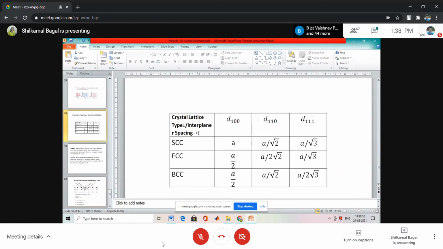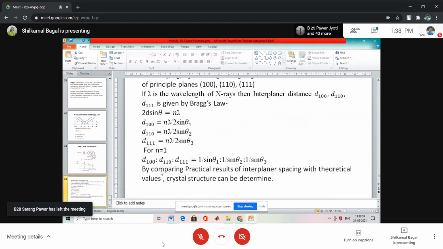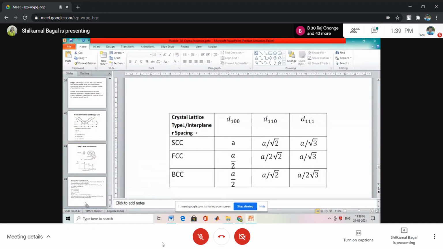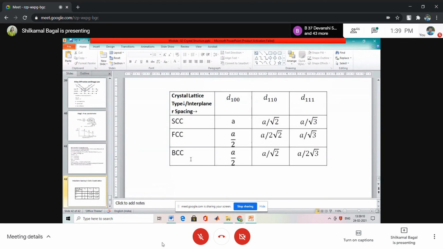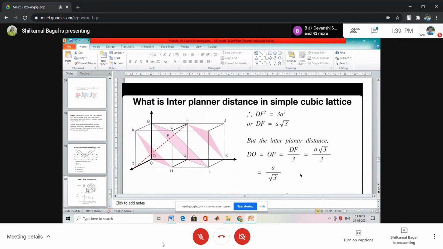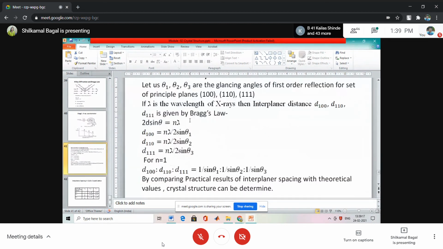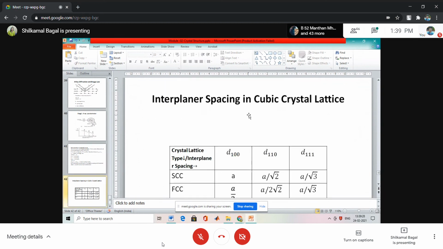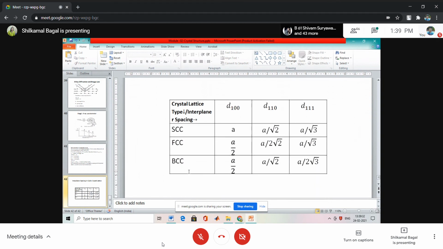ये टेबल आपको ऐड करना है वहां, समझे क्या? ये टेबल आपको ऐड करना है wherein the determination of crystal structure. एक मिनट, इसको मैं यहाँ लेके आती हूँ. ये देखो, after this a theoretical explanation of determination of crystal structure, sorry, practical explanation, you should write this theoretical interplanar spacing in a cubic crystal lattice SCC, FCC and BCC, and then you will write by comparing the practical values with these theoretical values we can determine the type of cubic crystal lattice. Is it SCC, FCC or BCC?